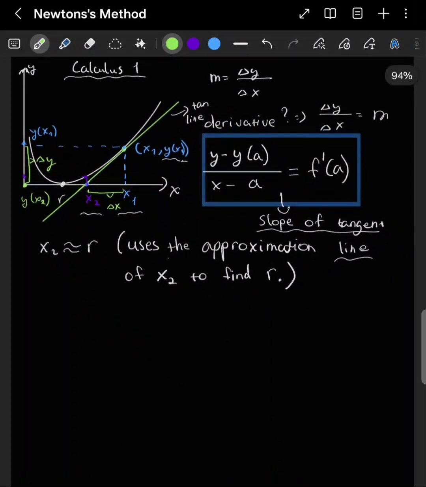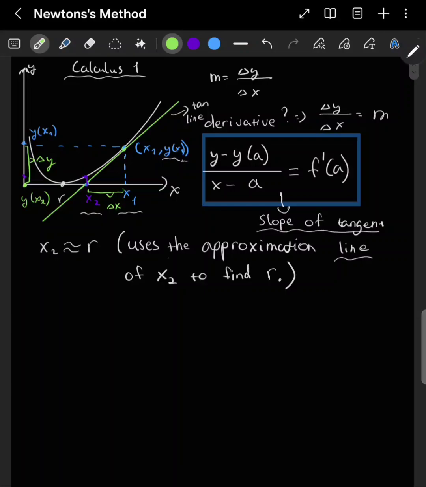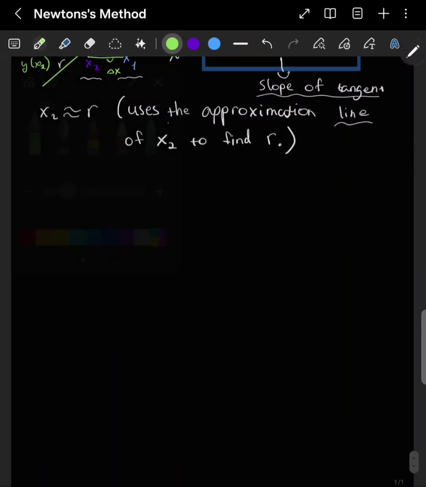Alright, so in this tutorial I'm going to teach you all about the basic meaning of Newton's method in Calculus 1. Basically, Newton's method uses the tangent line, as you can see here, to find the approximate value of the x-intercept over here. So now let's just start drawing a picture.